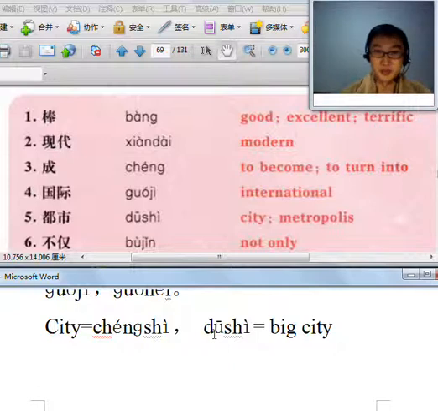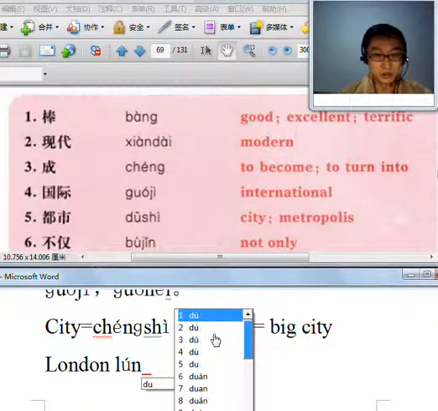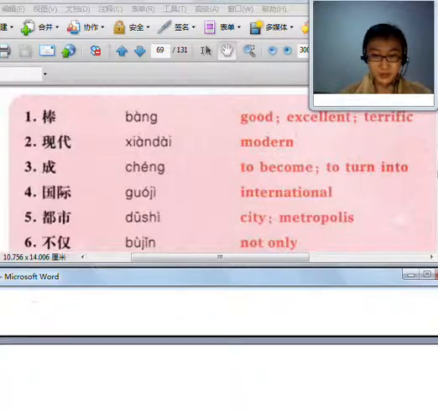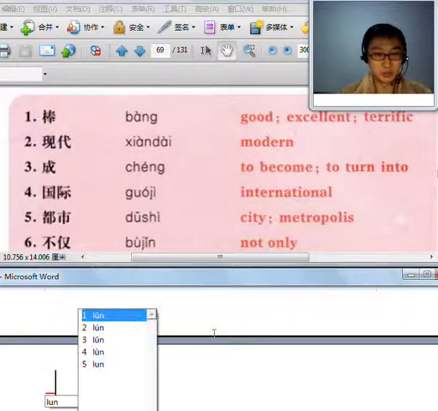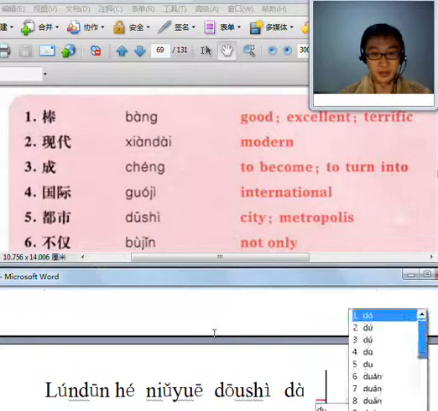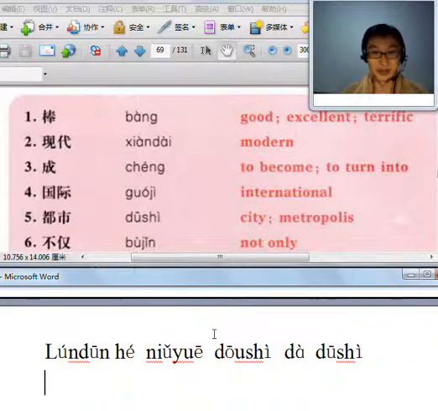I think Chinese people know a lot of big city in the world, right? Like London. In Chinese, we say 伦敦. And if New York, we will say in Chinese 纽约. Okay. Then give you example like. 伦敦和纽约都是大都市，right? 伦敦 and 纽约，they all 都 with all right 都是 all are big city.